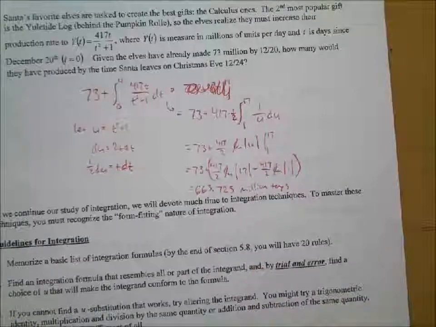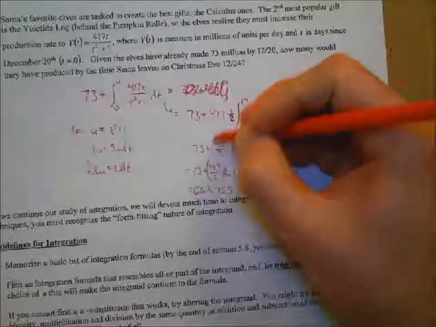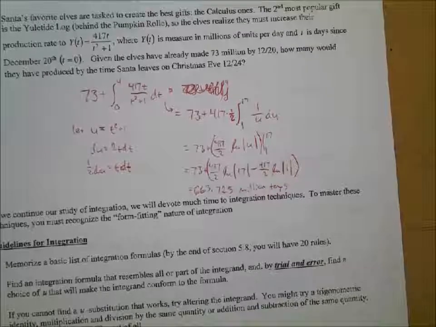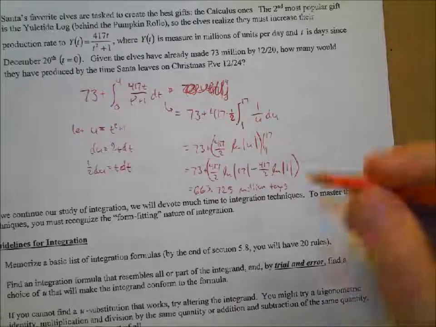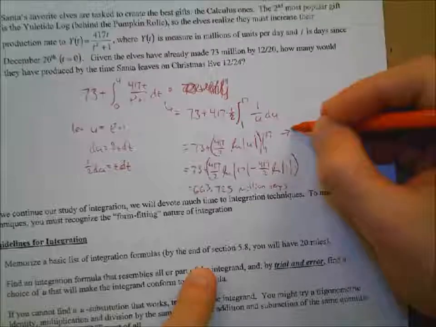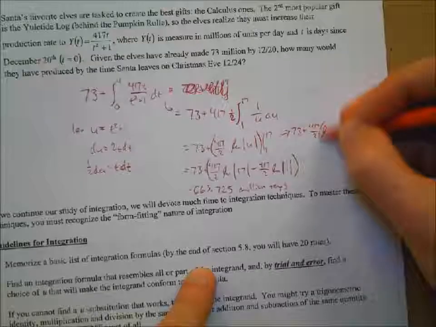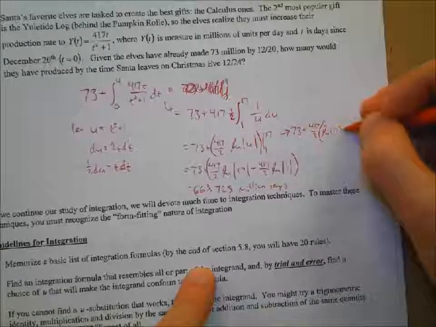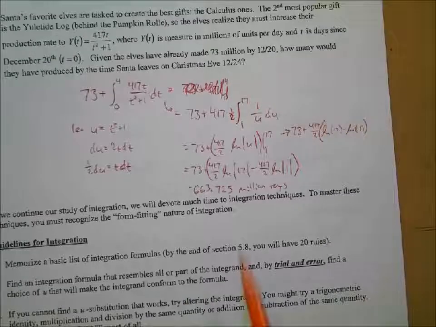I gotcha. Be careful here though. Maybe I should do a better job of indicating what we're evaluating. That quantity is being evaluated from 1 to 17, and maybe that's a better way to write it. I did 73 plus 417 over 2 times the natural log of 17 minus the natural log of 1, and I had the parentheses. Okay, so that would work too, because the 417 over 2 would distribute to both terms. It gets you the same thing.